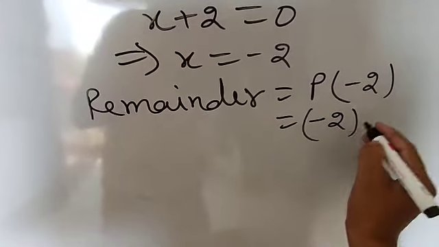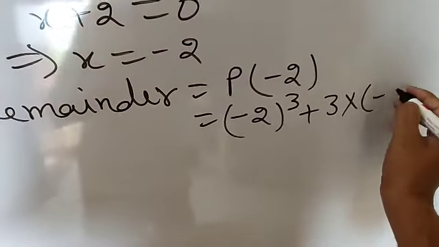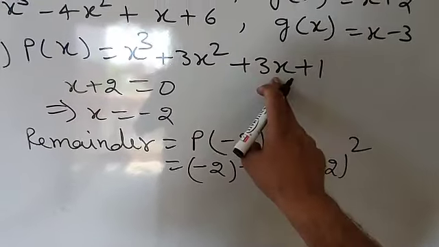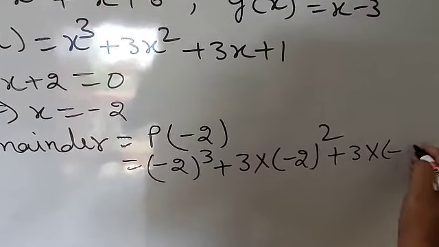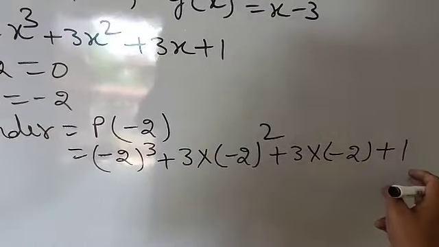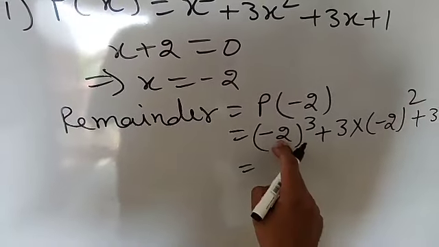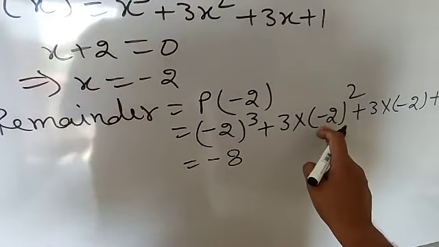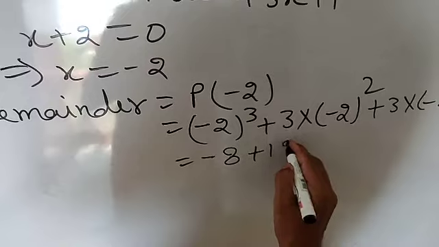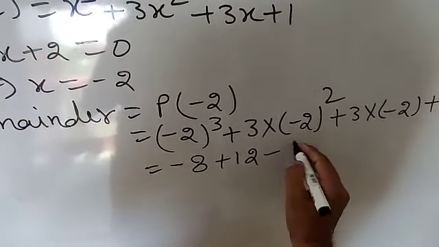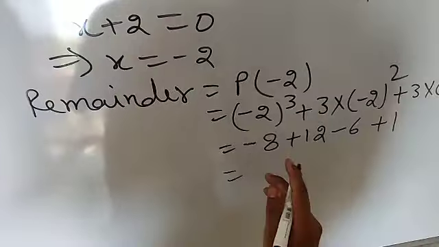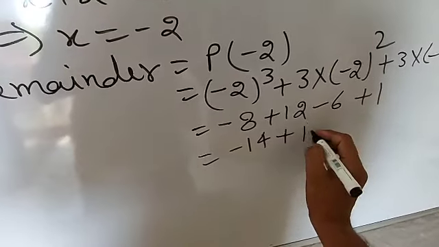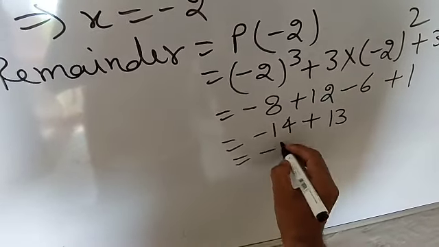So x cube means (-2) cube, plus 3 into (-2) square, since x square is here, plus 3 into -2, for 3x, plus 1, the constant term, as it is. (-2) cube: 2 cube is 8, and a negative cube is negative, so -8. (-2) square is plus 4, into plus 3, that will be plus 12. 3 into -2 is -6, plus 1. Now -8 and -6 added give -14, plus 12 plus 1 is 13, and -14 plus 13 equals -1.